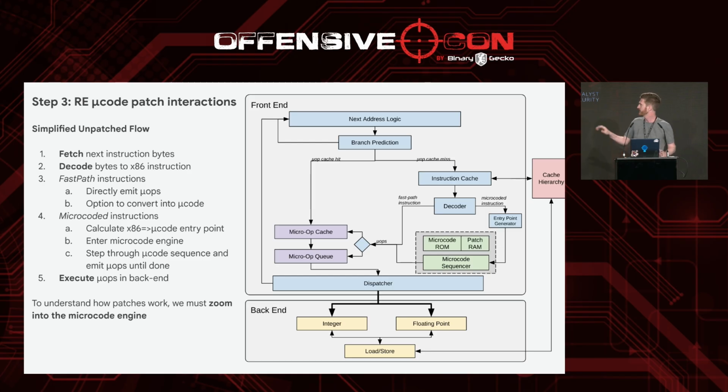And the critical piece here is where it's decoding the instruction, like it just fetched the x86 bytes. Then it decides, is this a fast path instruction? So these are the simple instructions that are just a couple micro-ops, a fixed list of micro-ops. Or is it a microcoded instruction, something like return or rdrand? And that ends up going into this gray box that's the microcode engine.